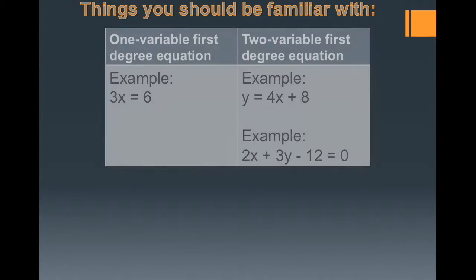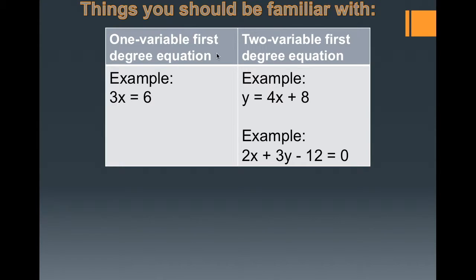Here are some things that you should be familiar with. You have your one variable first degree equation, which is like 3x is equal to 6. But then you're also familiar with your two variable first degree equation, which is something that looks like y is equal to 4x plus 8, or just 2x plus 3y minus 12 equals 0, doesn't matter. In this case, two different variables, x, y, first degree, because the highest exponent is 1.